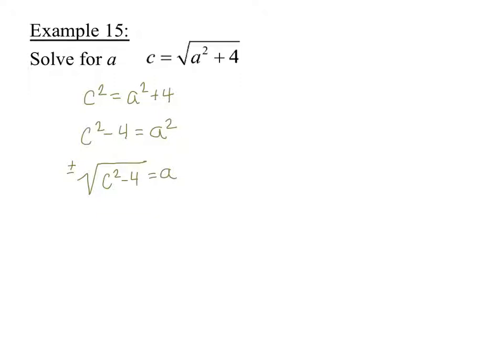So in this example, we're solving for a. We squared both sides of the equation. We get c squared is equal to a squared plus 4. And now we're solving for a, so we isolate a squared on one side of the equation, and we subtract 4 from both sides, and now we take the square root of both sides and we get plus or minus the square root of c squared minus 4 is equal to a. So there's our answer there for example 15.